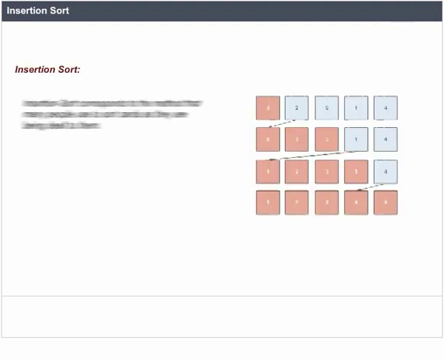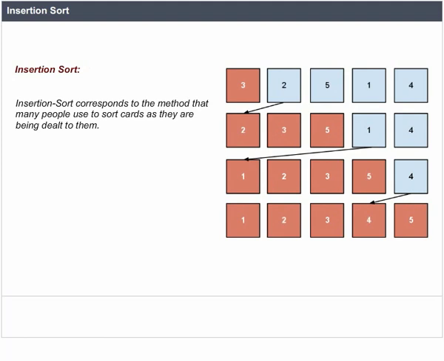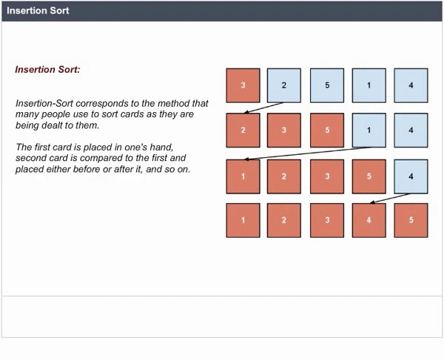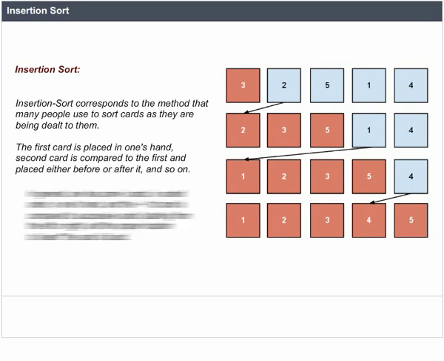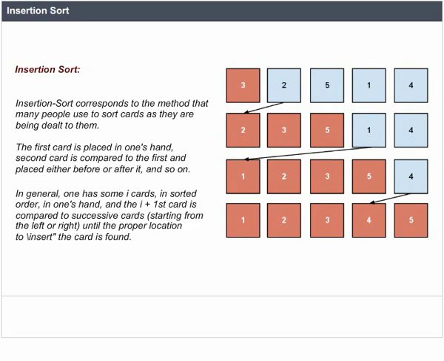Insertion sort. Insertion sort corresponds to the method that many people use to sort cards as they are being dealt to them. The first card is placed in one's hand. The second card is compared to the first and placed either before or after it, and so on. In general, one has some i cards in sorted order in one's hand, and the (i+1)st card is compared to successive cards starting from the left or right until the proper location to insert the card is found.